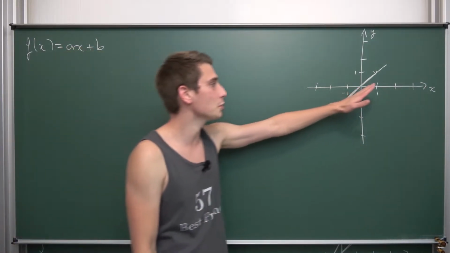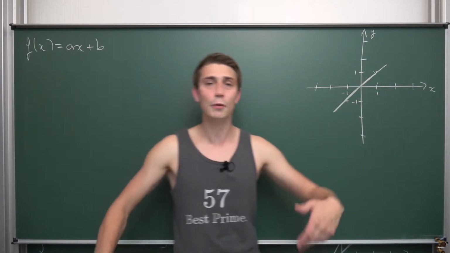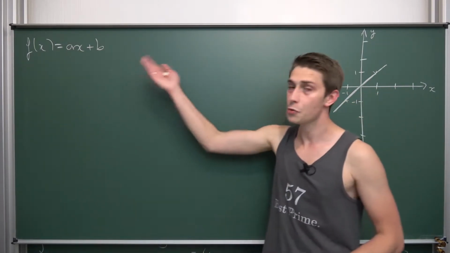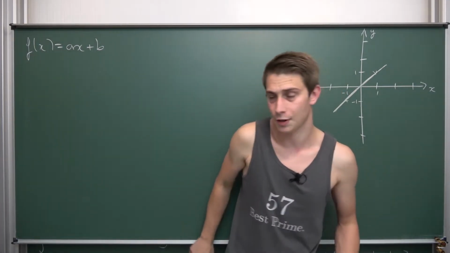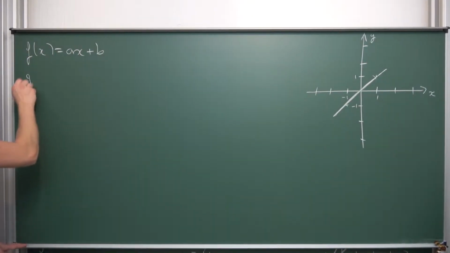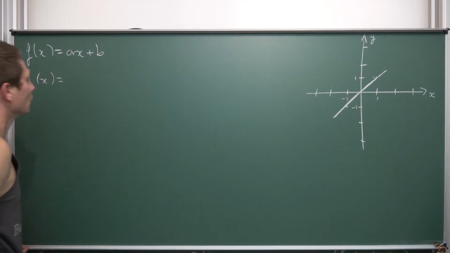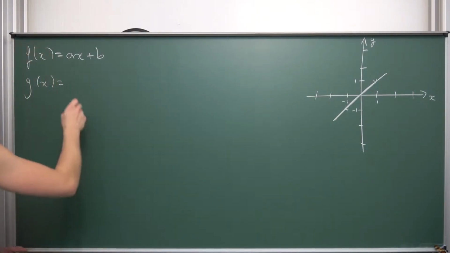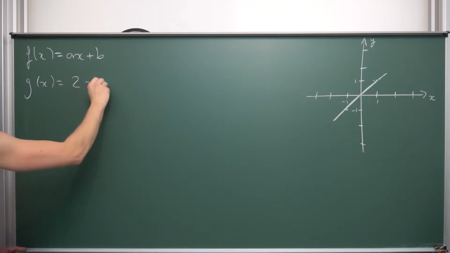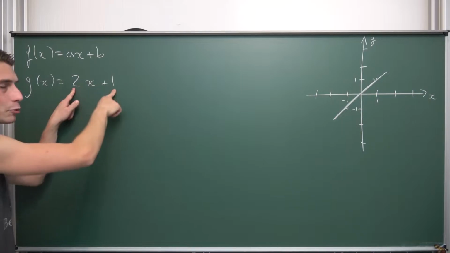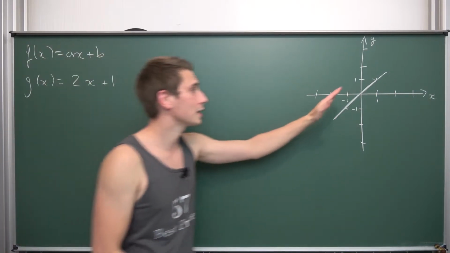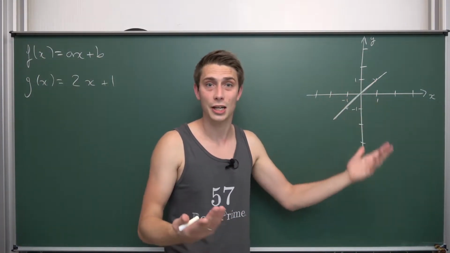We want to use it for comparison purposes, and now we are going to construct ourselves a general function and see how a and b at the same time act on this linear function. Let's say we are going to have g of x being equal to, okay, let us go with, I don't know, 2x plus 1. And now we are going to see how the slope and the y-intercept are going to affect the graph of this function in general.